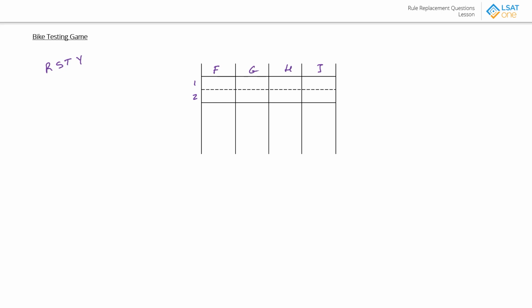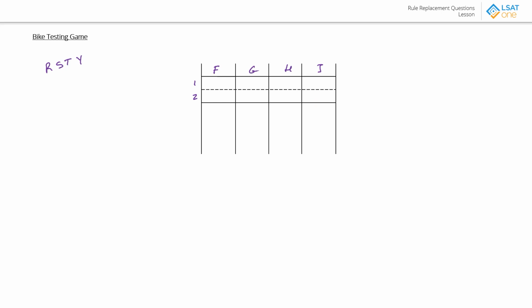And actually on that point, the setup also explicitly notes that a given person is going to test a different bike on the second day, which means that the same person can't show up twice on the same bike. So for example, if R is testing F on day 1, he's going to have to test one of the other bikes on day 2.